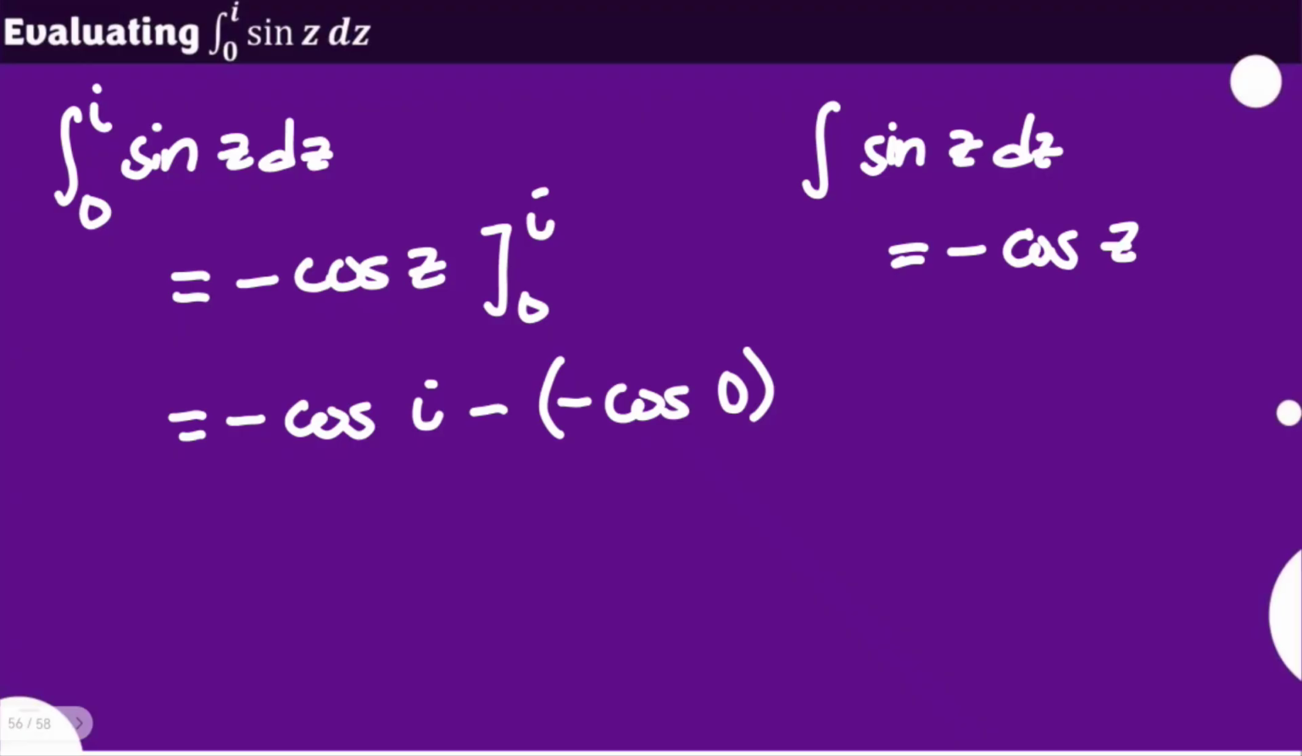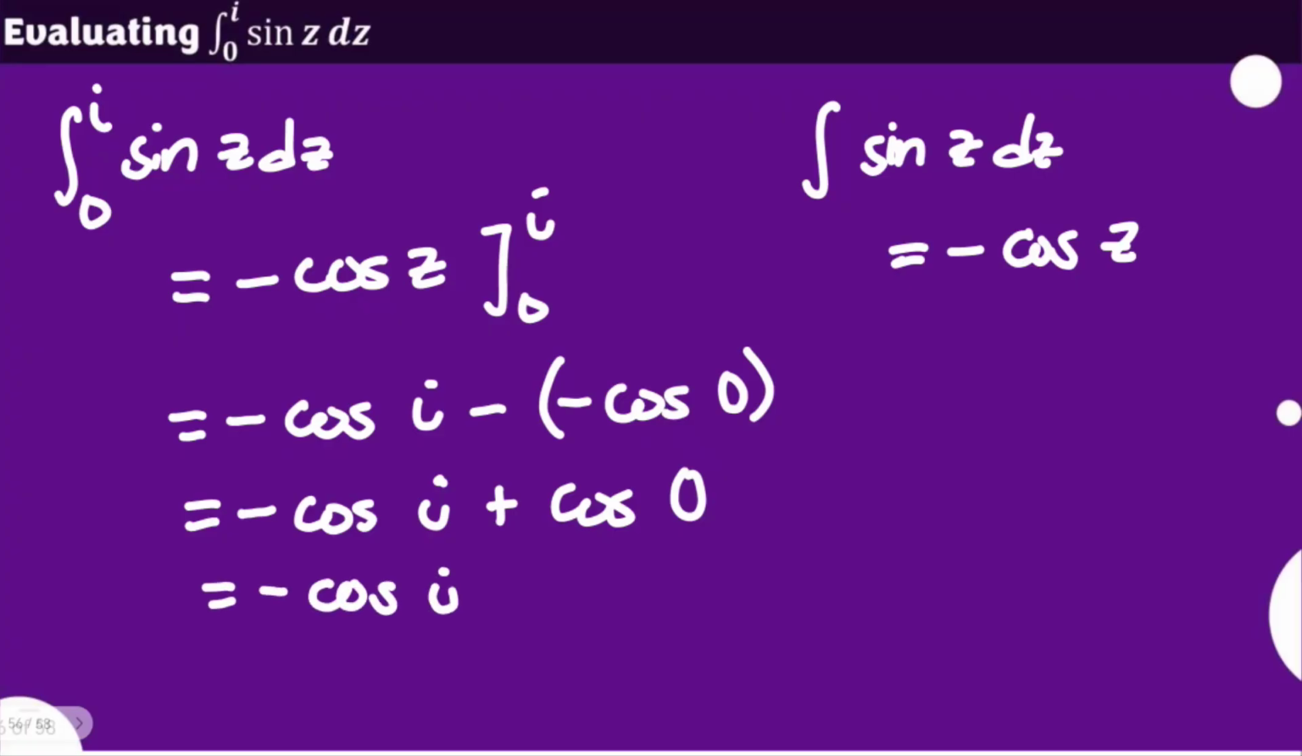Please don't forget the grouping symbols. Now, this is equivalent to negative of cosine i plus cosine of 0, which is equal to 1. So you have here negative of cosine i plus 1. Now, since the first term has imaginary unit i, simply following the rules of writing complex numbers, this is equivalent to 1 minus cosine i.